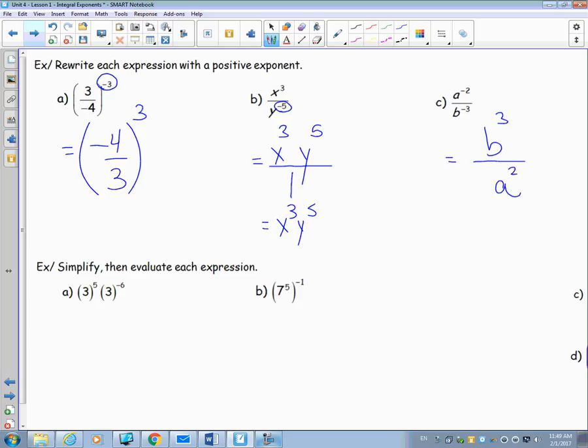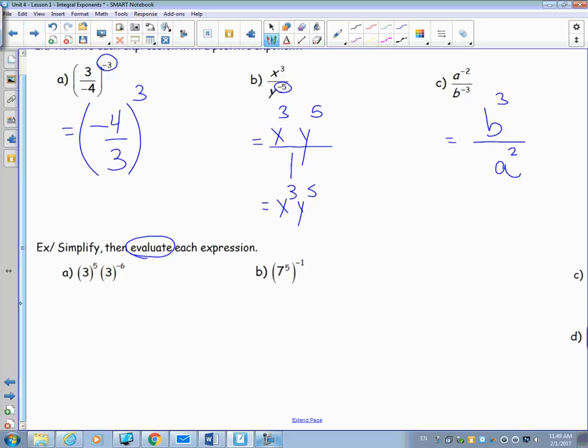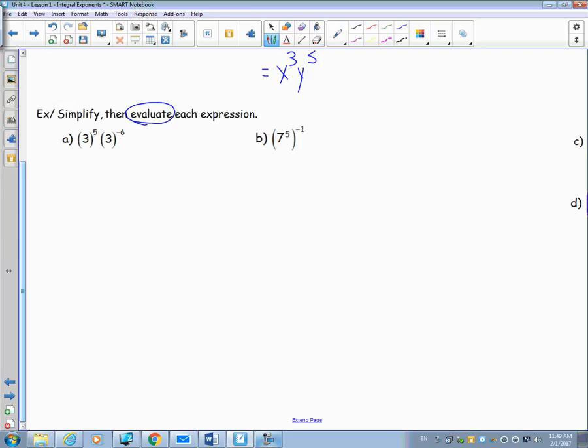All right, last piece. I want to simplify, and now I'm going to evaluate. So I want to actually calculate what's going on at the end. Okay, but I don't want to punch a whole bunch in my calculator. I want to punch in just a little bit. So that's why I want to simplify first.